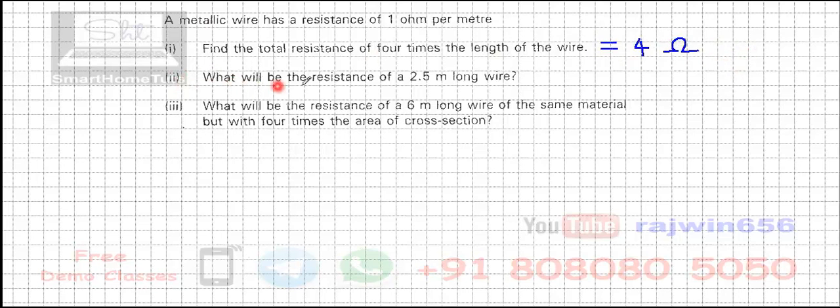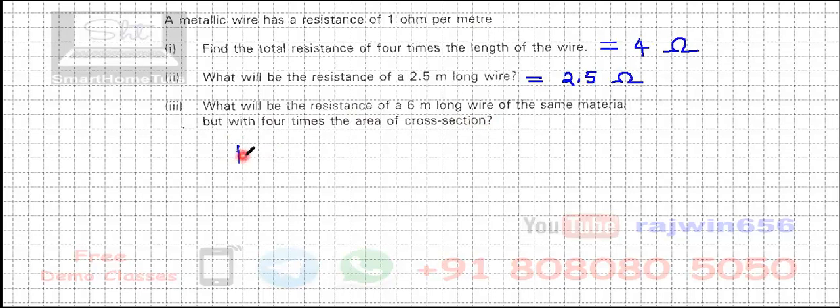The next question: what will be the resistance of a 2.5 meters long wire? Obviously this is going to be 2.5 ohms. It's 1 ohm per meter, so 2.5 meters will have resistance 2.5 ohms. The last question: what will be the resistance of a 6 meter long wire of the same material but with 4 times the area of cross section?